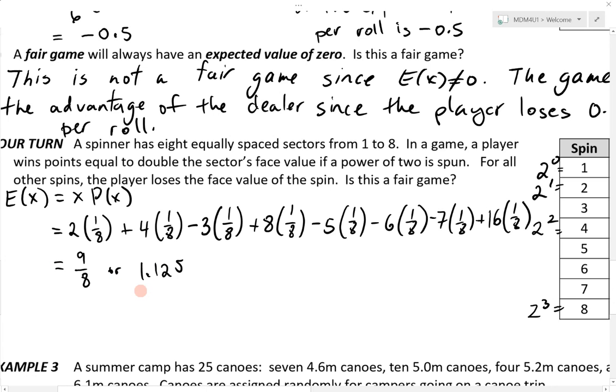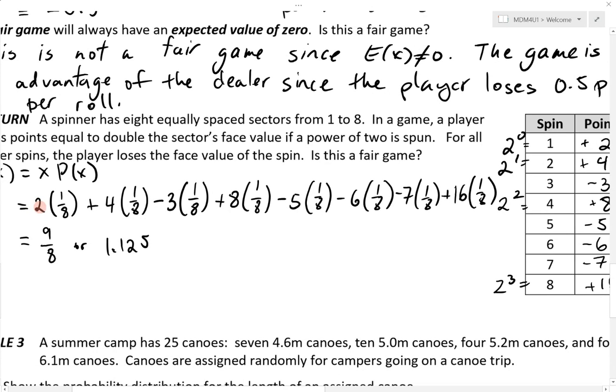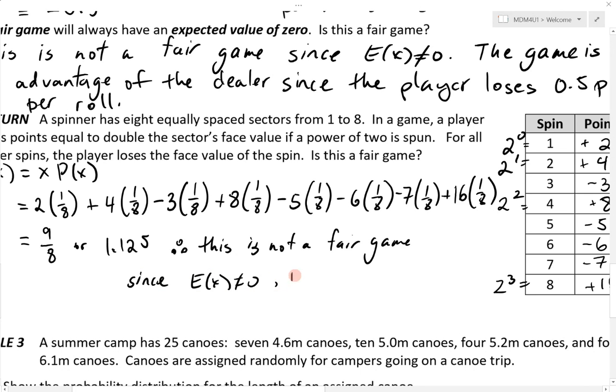Okay, so again, not a fair game. In this case, it is favoring the player because your expected number of points per spin is going to be 1.125 points. So therefore, this is not a fair game since the expected value is not equal to 0, but it does favor the player.